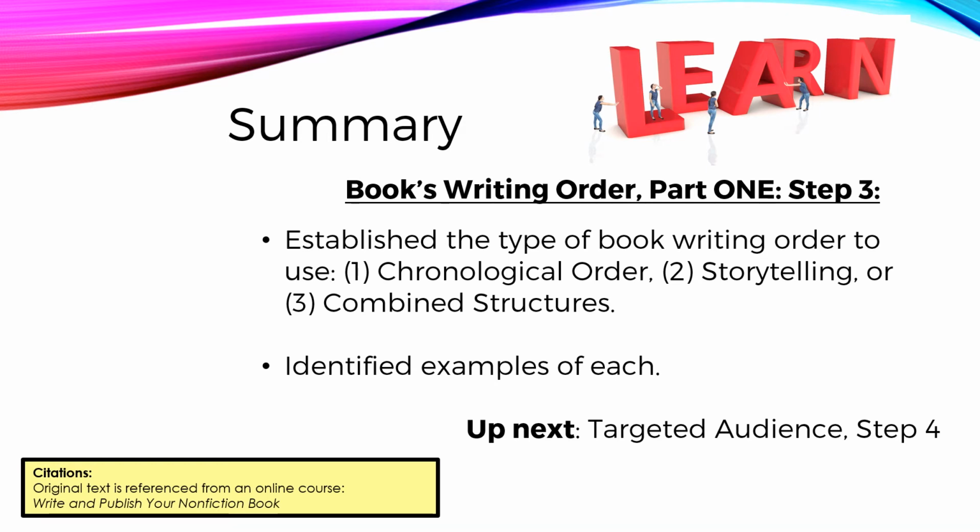Okay, future authors, in this presentation, you've learned to identify and explain what book writing order you want to use: chronological order, storytelling, or combined structure. You've also been able to identify examples of each format. In our next video, step 4, get ready for this. We'll look at how to identify your targeted audience. So, who do you want to purchase your book?